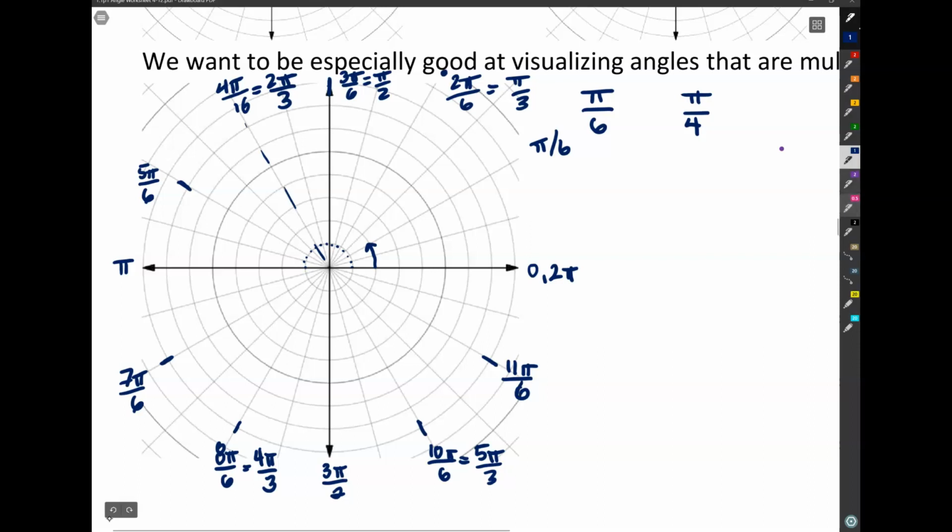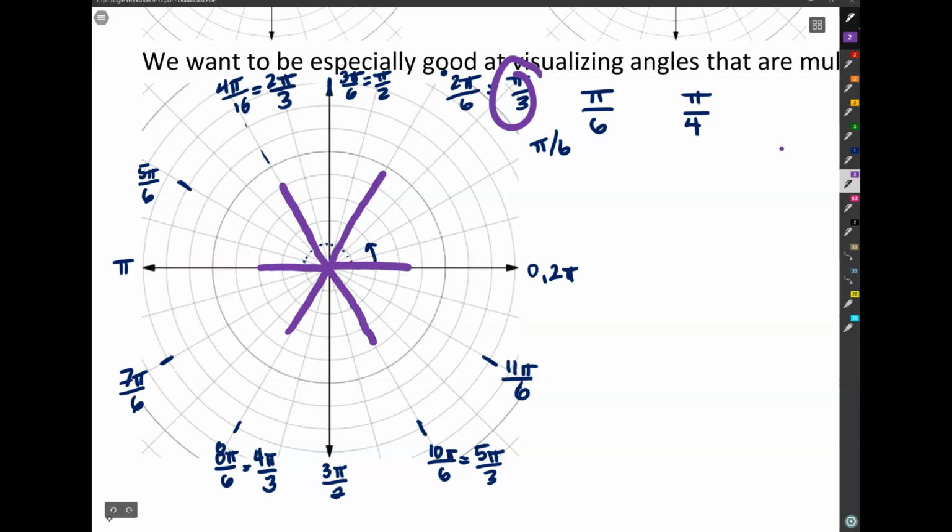And then notice along the way that we did get our pi over 3 sticking out here, our 2 pi over 3, 3 pi over 3 would be pi. Our 4 pi over 3 is down here, our 5 pi over 3, and then 6 pi over 3 is 2 pi. So we got our pi over 3s as well. So really we want to be able to do pi over 4s, pi over 3s, pi over 6s, pi over 2s, but some of those get caught along the way as we're doing this.